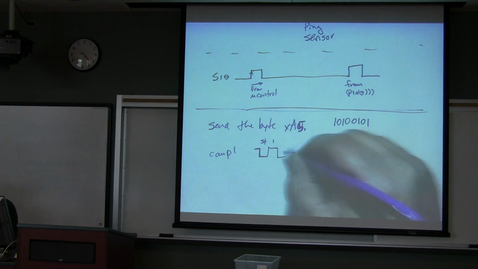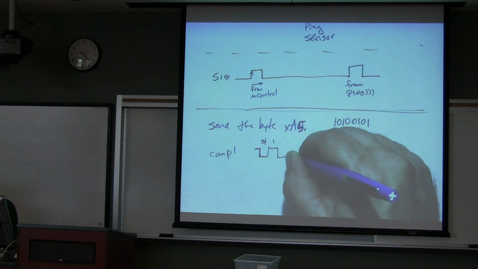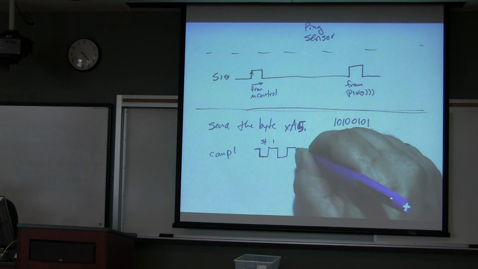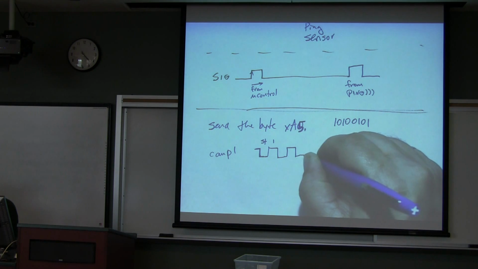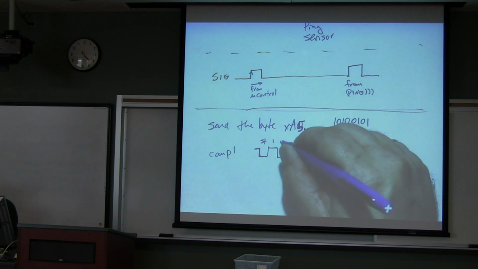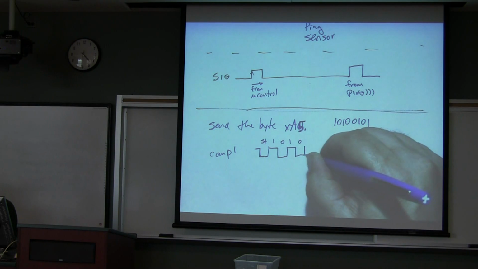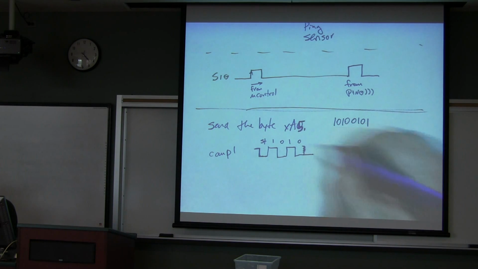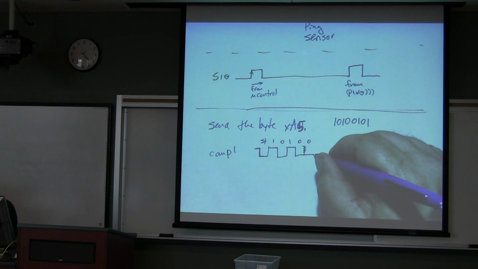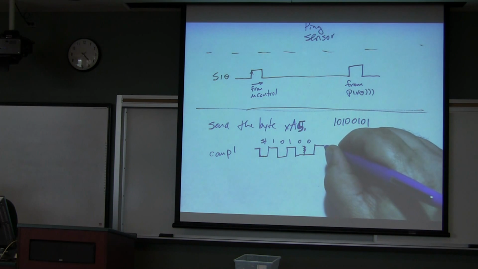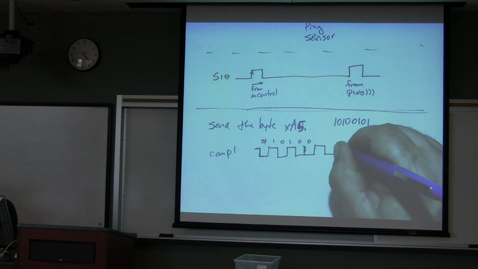Then the next bit is going to be logical 0. Then the next bit is going to be logical 1. Then 0. Then 1. Then 0. Sorry. Then the next bit is going to be logical 0. Ignore that glitch. Next one's going to be 1, then 0, then 1.